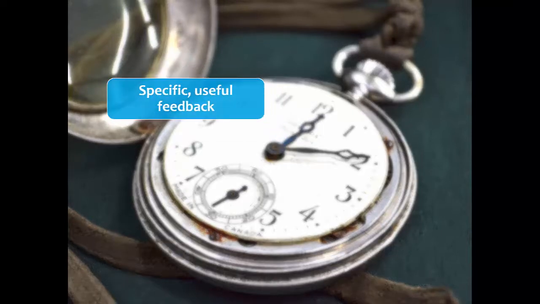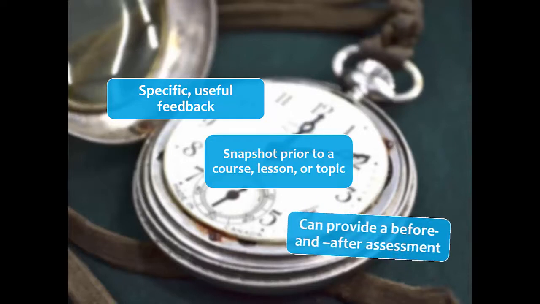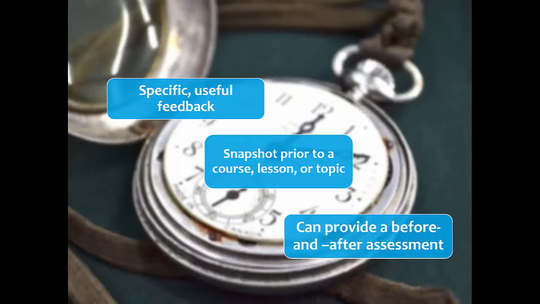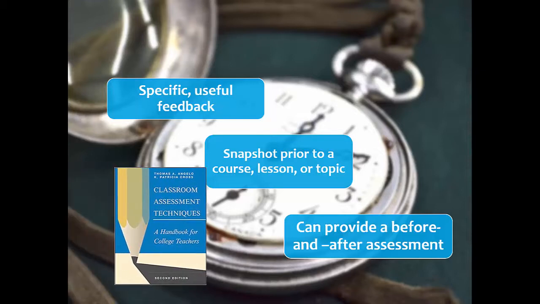A background knowledge probe collects specific, useful feedback on students' prior learning. It's a snapshot of where students are prior to a course lesson or topic. It can also be used to provide a simple before and after assessment. Except where otherwise indicated, the information in this presentation is taken from the Classroom Assessment Techniques textbook by Angelo and Cross.